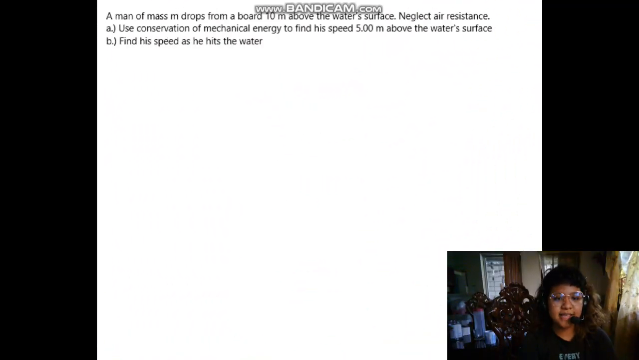A man of mass m drops from a board 10 meters above the water surface. Neglect air resistance. A. Use conservation of mechanical energy to find his speed 5 meters above the water surface. And B. Find his speed as he hits the water.